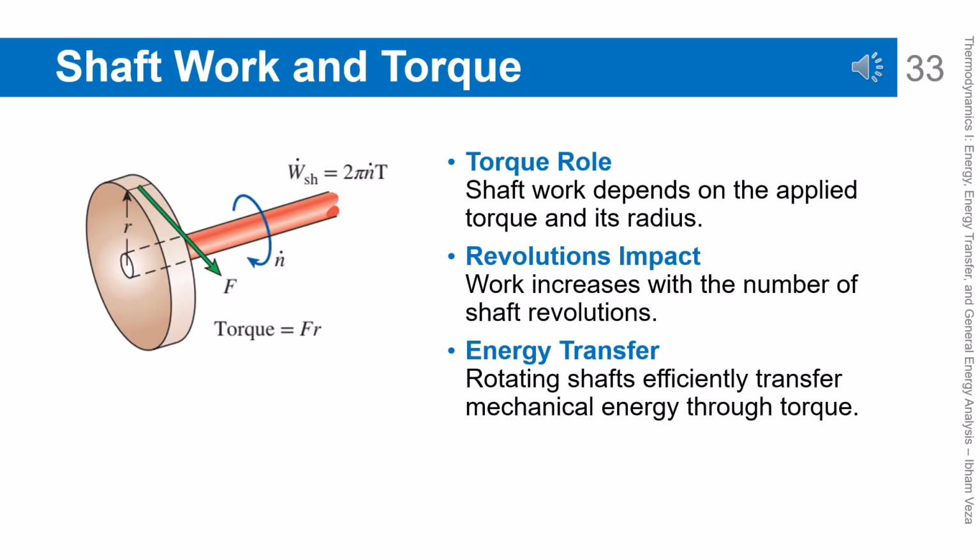Shaft work and torque. Shaft work depends on the applied torque and the number of revolutions. The larger the torque and the greater the number of revolutions, the larger the work transferred. Torque is a measure of the tendency of a force to cause rotation. This relationship connects the concept of work with rotational motion. This is the basis for power analysis in rotating systems.